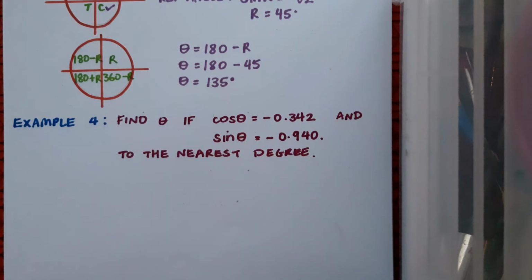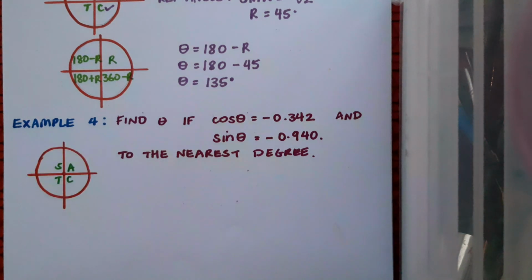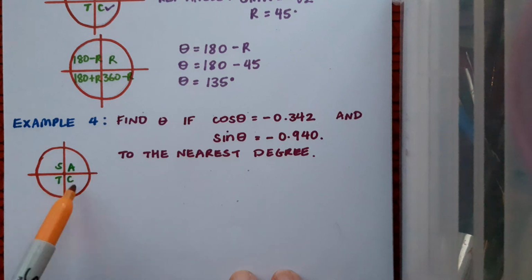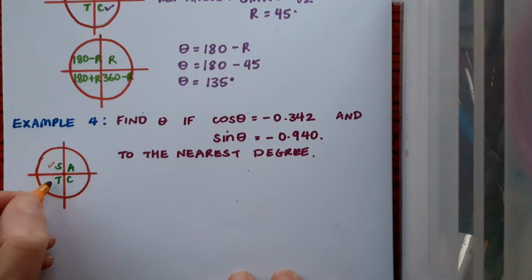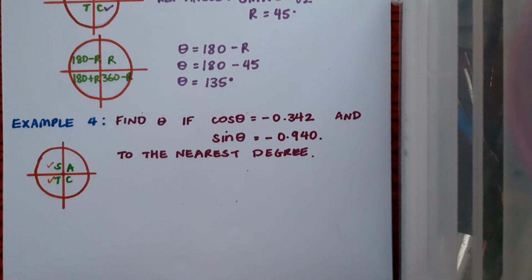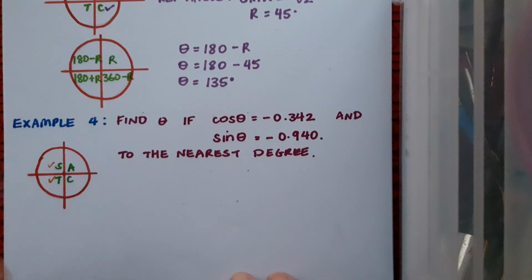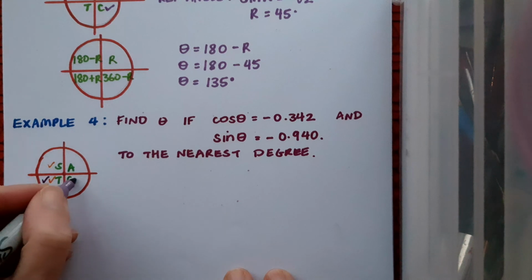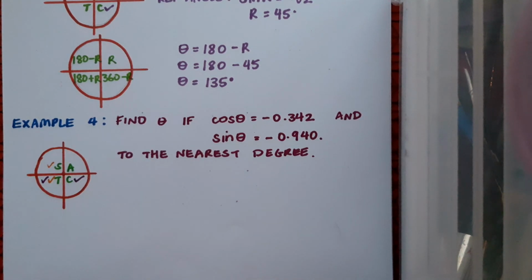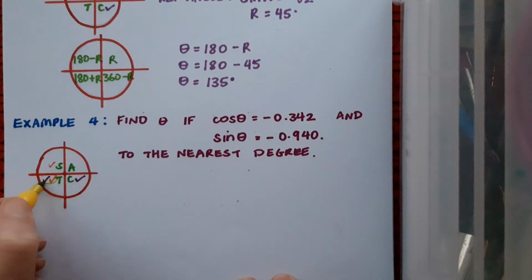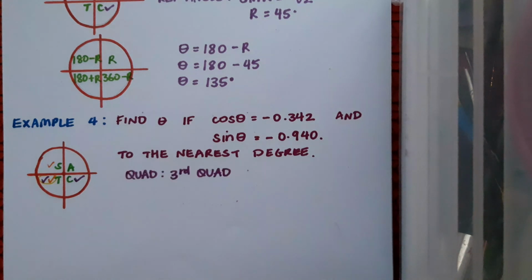So again, I'll start by checking which quadrant is relevant. Okay, so first of all, cos is negative. So let's see where that happens. Well, it's positive in the first and fourth, so it's negative in the second and third. And then I've got sine also being negative. Well, sine is positive in the first and second, so it's negative in the third and fourth. So I just want to focus in there. So in this case, on that third quadrant.